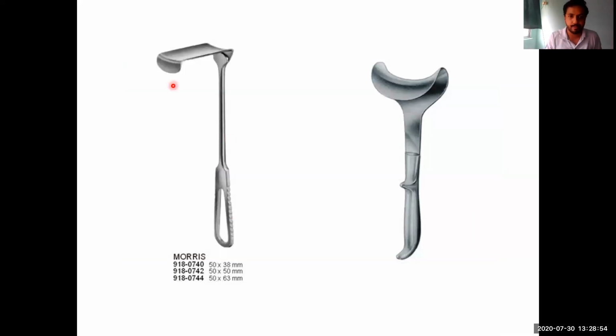This is the Morris, and this is the Doyen. Two things to be identified. This is the Morris one. You see that the handle and the shaft are straight. Then there is almost a 90-degree angulation in the blade. The deep part is again a 90-degree angulation, but this is a little bit curved. There is no such sharp angulation. This is a curve. So this is the Doyen variety.